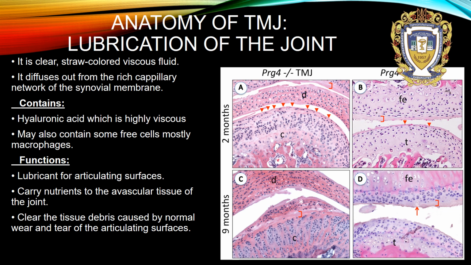And the functions of this fluid. Of course, firstly, it is a lubricant for articulating surfaces. Second function, carrying nutrition to the avascular tissue of the joint. And last but not least, clearing the tissue debris caused by normal wear and tear of the articulating surfaces.